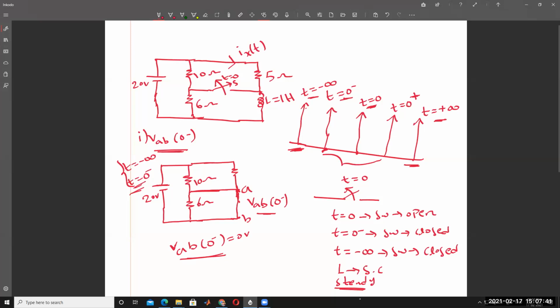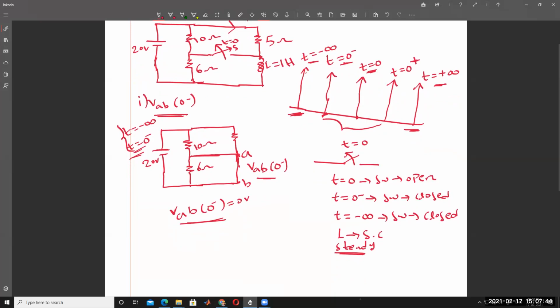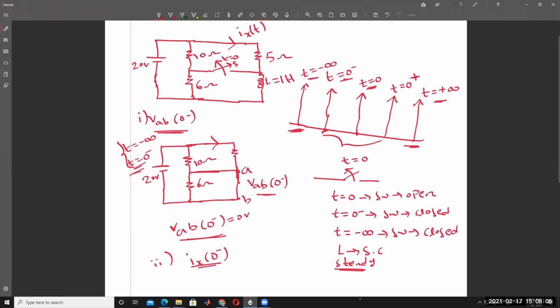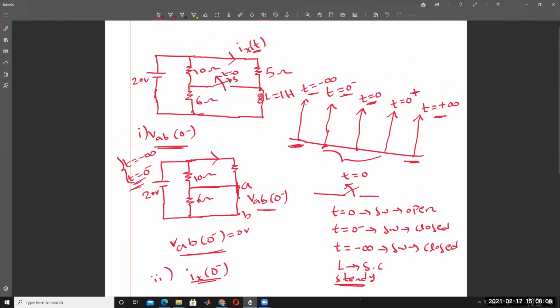And then what is the next, Ix of 0 minus? What is the second question? Ix of 0 minus, for this state only. Ix of 0 minus means this is called Ix of t. In general, if we are at t is equal to 0 minus, then under this state it is called Ix of 0 minus. Okay, t is equal to 0 minus. That's why Ix of 0 minus.